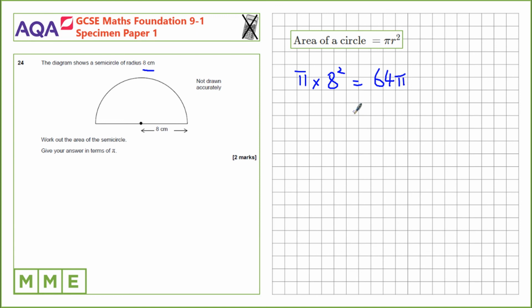If we want the area of a semicircle, that's half of the area of a circle. So we take 64 pi and divide that by 2, which is 32 pi centimeters squared. We're leaving our answer in terms of pi, so that's fine for now.